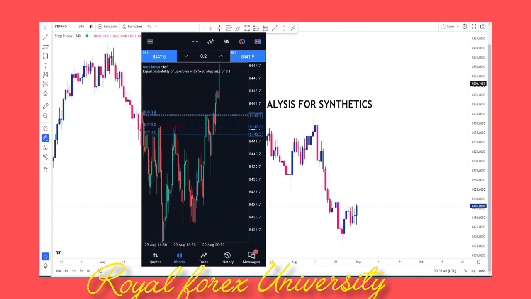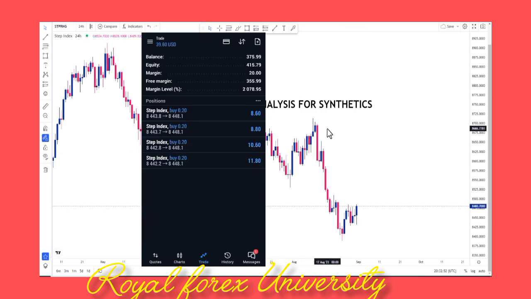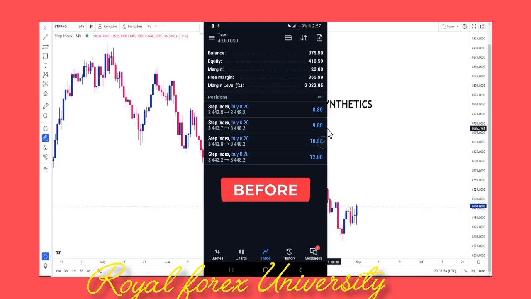I have some of the results right here. I'll display them right now on my screen. So these are some of the trades I actually screenshotted. Very perfect ones. I want to show you the simplest and easiest top-down analysis to do on synthetic indices.